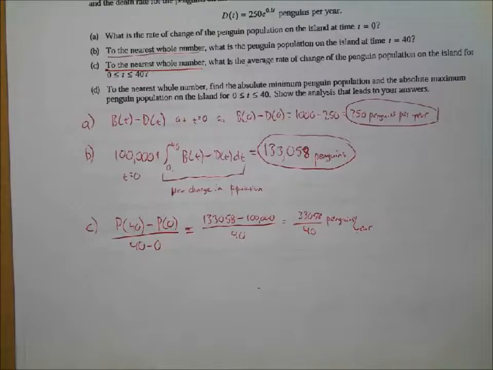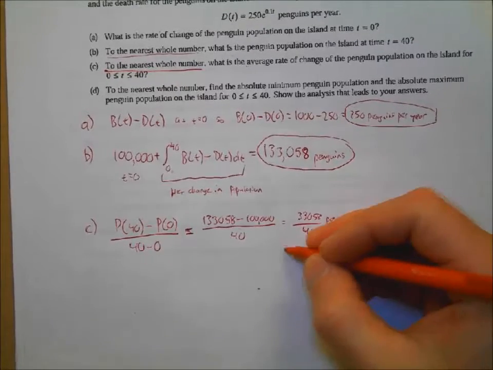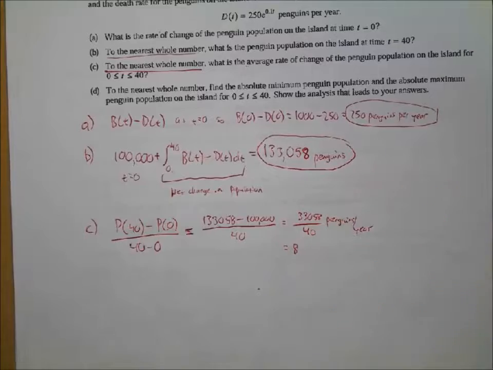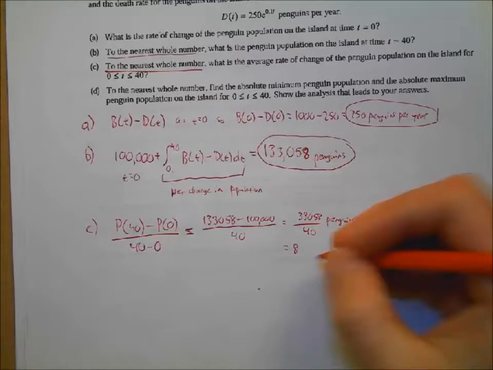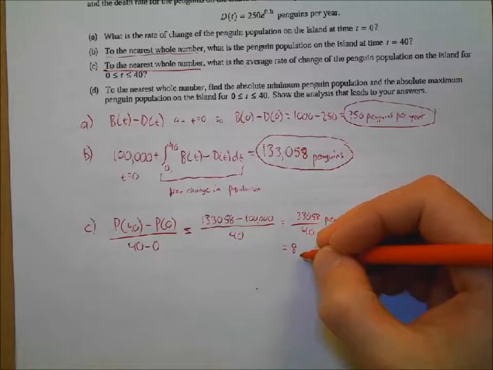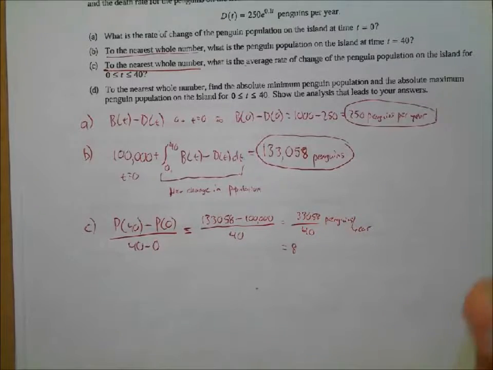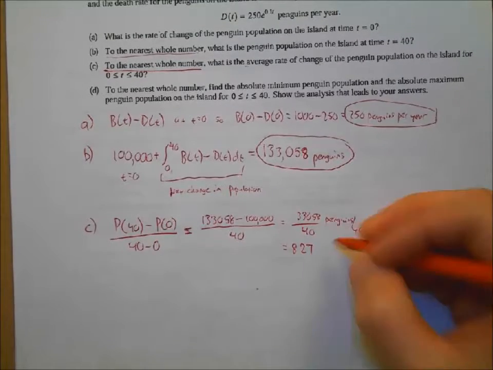I guess it says to round to the nearest whole number, which I guess means they want us to actually just come up with a decimal there. So I guess we could say 820. Ooh. The 5 would round up. I don't know. I guess I'll say 827 there. Okay.